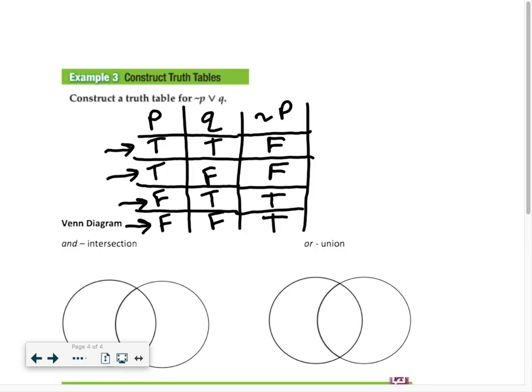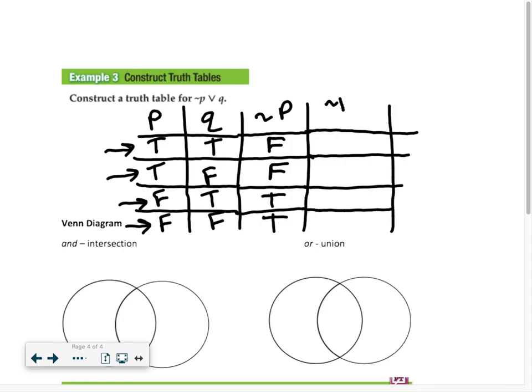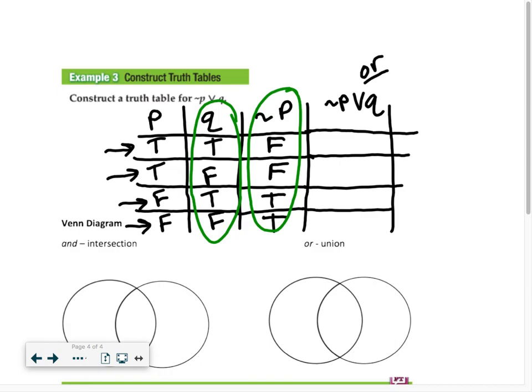Alright? And then my last column, it looks like I should be combining two of these statements. So what statements am I combining? Not P or Q. So this is the or symbol. Again, what makes an or true? If one is true, then the or is true. So the two columns I should be using to evaluate this are right here: not P and Q.